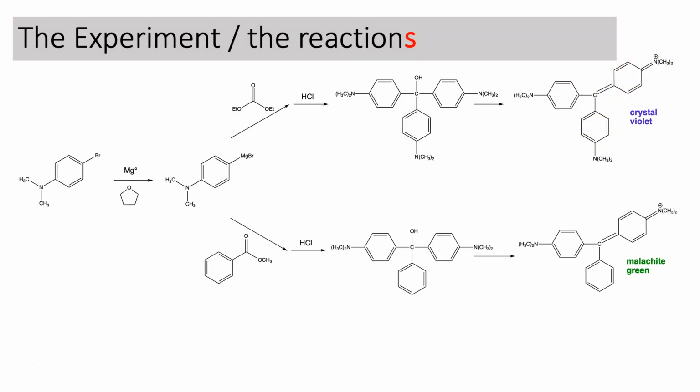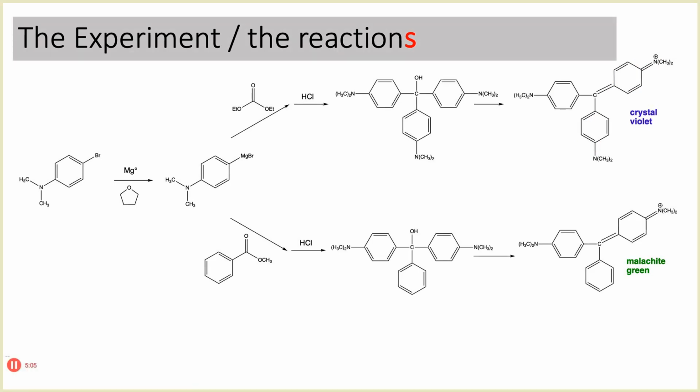So everybody makes the same Grignard, but only half the class is going to react the Grignard with diethyl carbonate. The other half of the class is going to react the Grignard with methyl benzoate. And what you can see here is that I have all this piece from my methyl benzoate, so it only takes 2 moles of my Grignard reagent to react with methyl benzoate, whereas it took 3 to react with my diethyl carbonate.